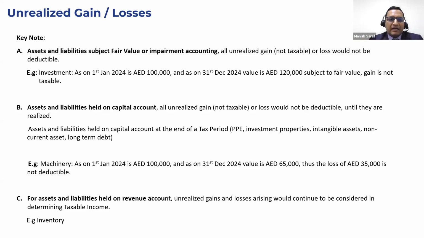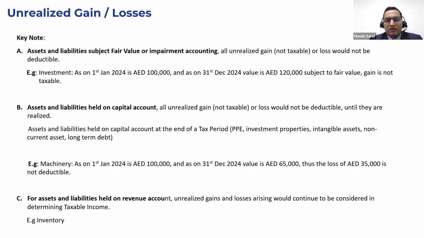Similarly, now the assets and liabilities held on capital account. What are those capital account items? Those are like property, plant and equipment, or intangible assets, non-current assets, long-term debt. So you have financial liabilities in your books, or any receivables and payables. For those items held on capital account, if the value has changed, for example, a machinery is there as on 1st January 2024 with 100,000 as the net book value, but the market value of that has changed to 65,000.